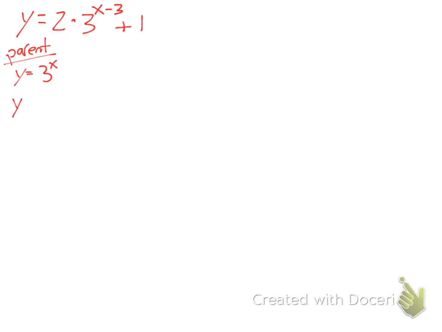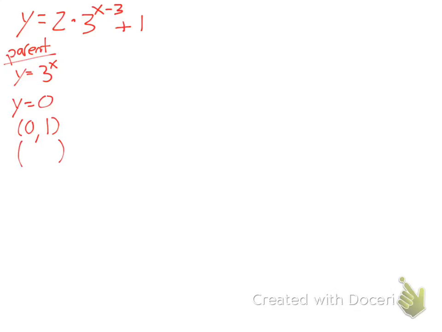This has information. y equals 0, always. That's your asymptote. We have a point, 0, 1. Why does 0, 1 work? Because if I put 0 in for x, 3 to the 0 power is 1.